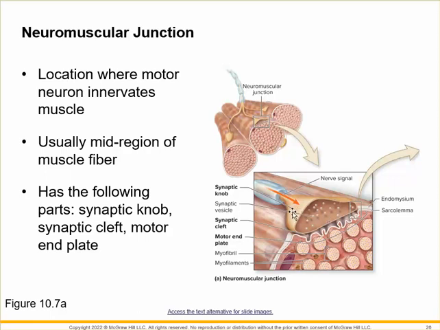And it is in proximity to a folded area of the sarcolemma called the motor end plate. This is a specialized area, and it's all folded, so there's lots of surface area. Right? And on the motor end plate are receptors to the neurotransmitter. So there's acetylcholine receptors all along this motor end plate.